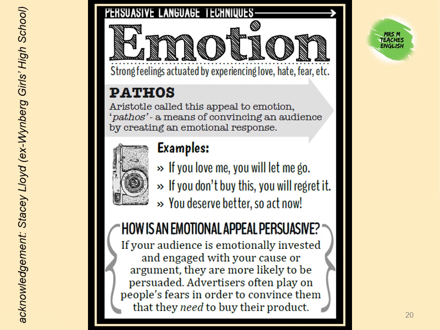A successful argument appeals to your listeners' emotions, whether the emotion is fear, anger, or sympathy. You want your audience to be emotionally invested in what you have to say. This appeal to emotion is called pathos. Logos, ethos, and pathos. These are the 3 key components of a successful persuasive speech.